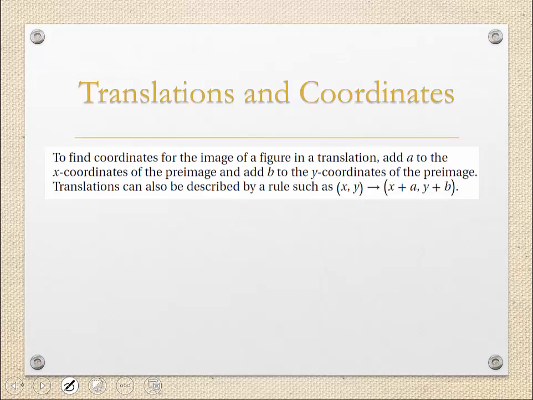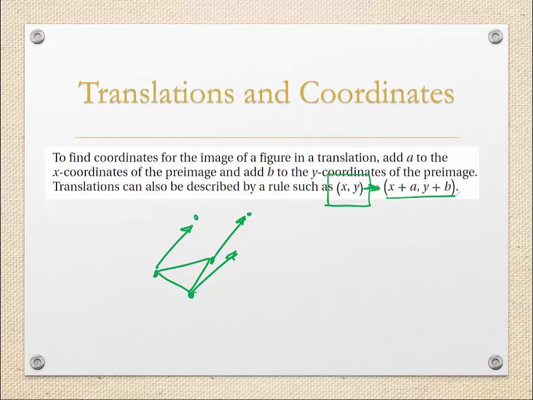Last part. To find the coordinates for an image of a figure in a translation, add A to the x-coordinates of the pre-image and add B to the y-coordinates of the pre-image. Translations can also be described by a rule such as (x, y), so these are the first set of coordinates, get translated, remember that's what the arrow means, to whatever your x was plus a random letter, plus whatever your y was plus another random letter. And if you have a shape, any shape you want, and you add the same thing to your x's and y's, it will translate the image to make the same thing somewhere else on the graph.